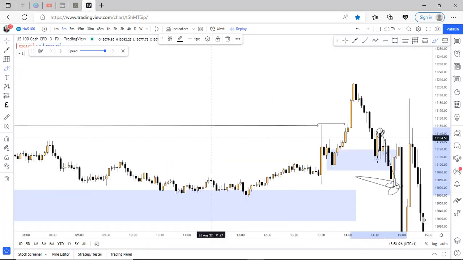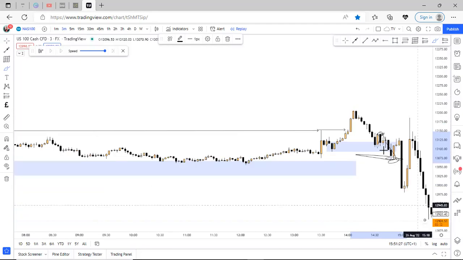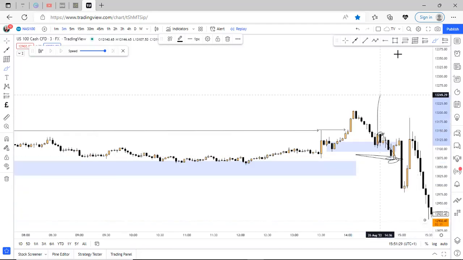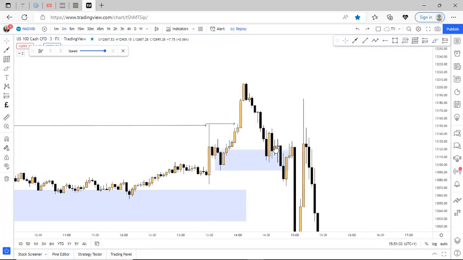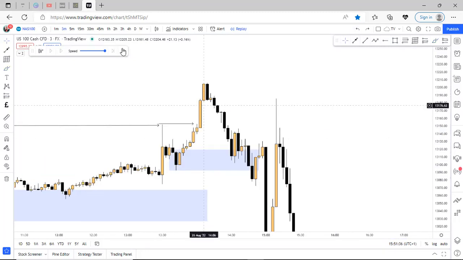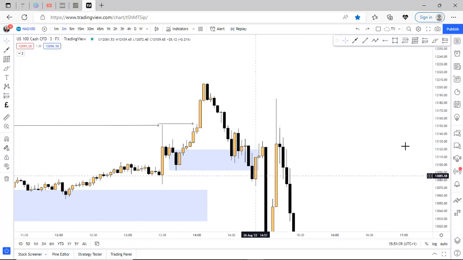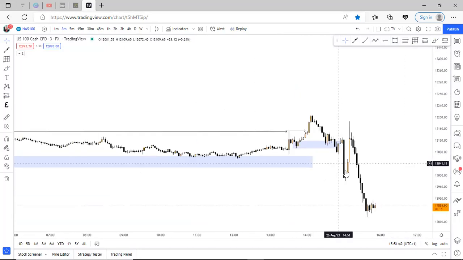That was how I got my losing trade, and I was actually thinking price would go up and fill those imbalances on the higher time frame. But I was wrong. The market came down, took me out, and dropped massively.